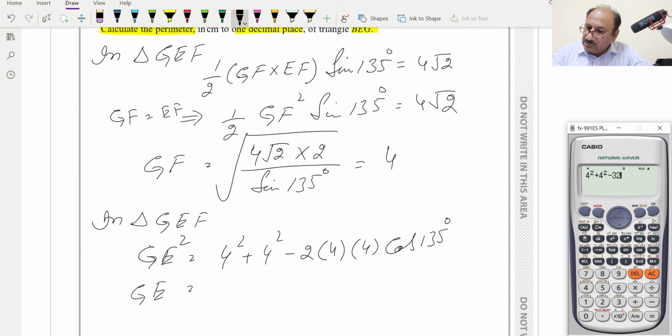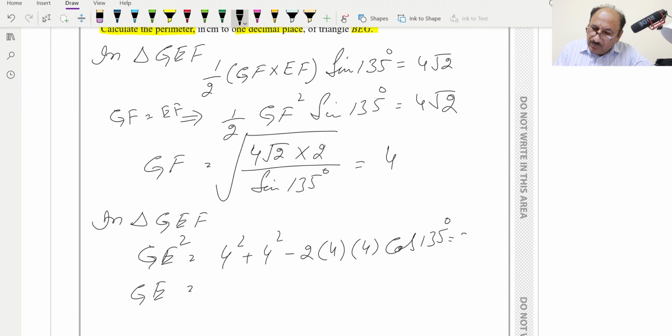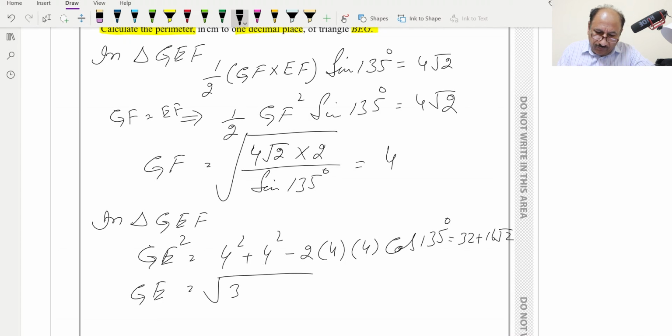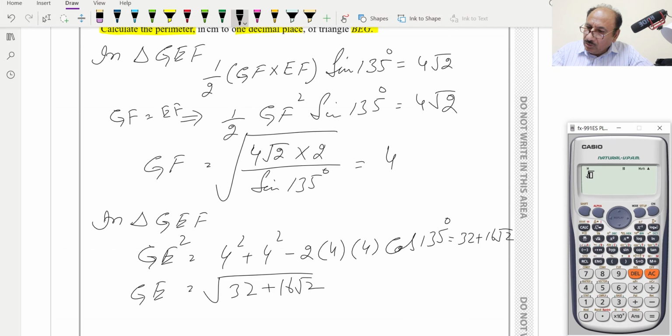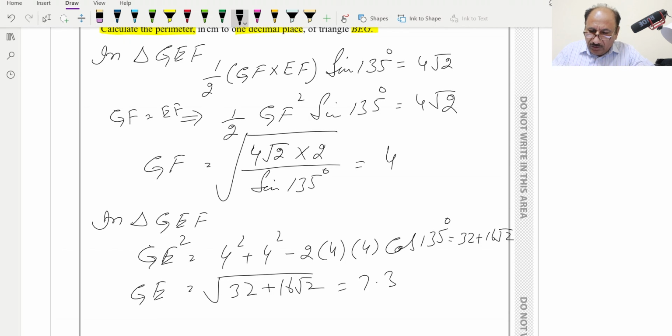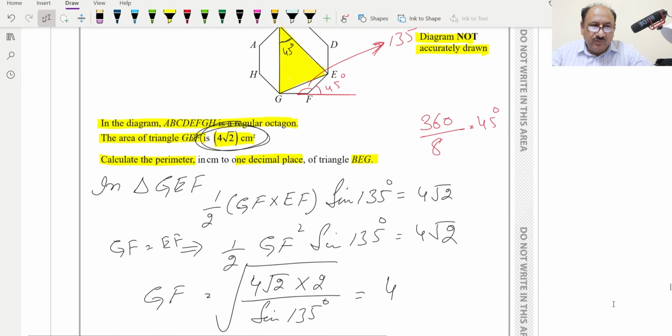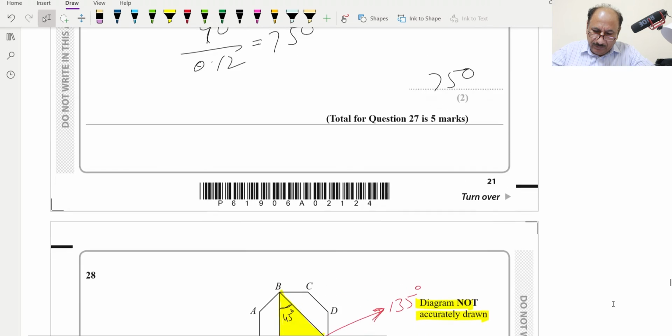So 32 minus 32 cos 135 degrees, and this will be equal to 32 plus 16 root 2. In this case it will be the root of 32 plus 16 root 2, and we can take the root. The answer is equal to 7.39. So 7.39 is the GE value. The GE value we got is 7.39.